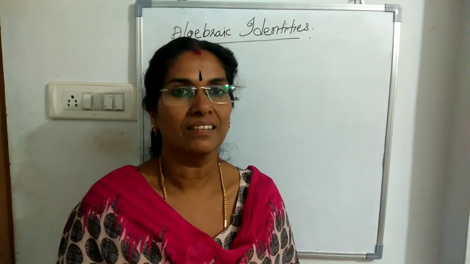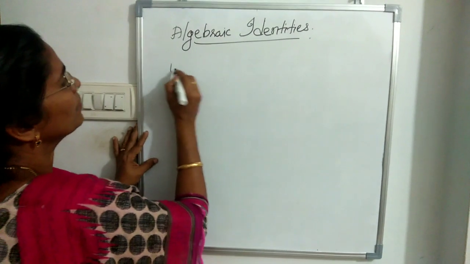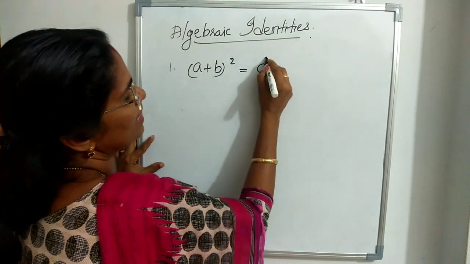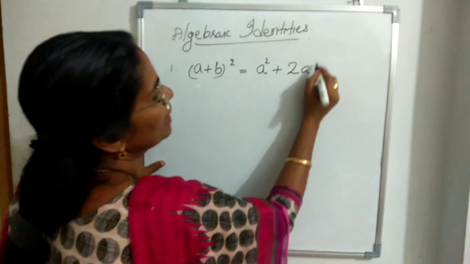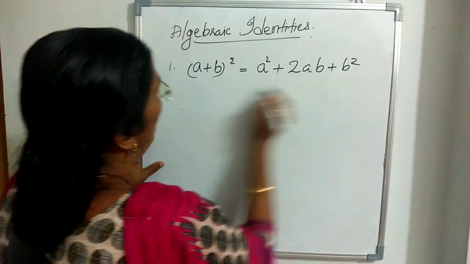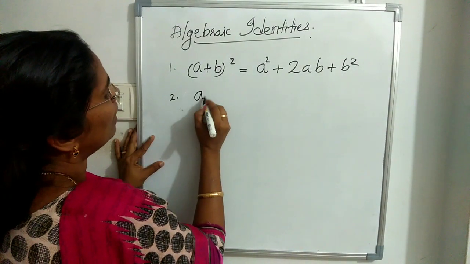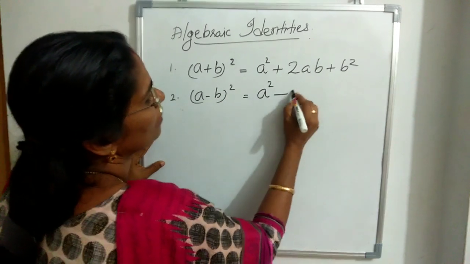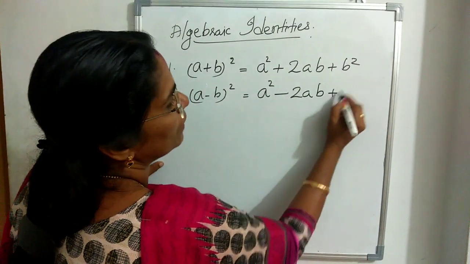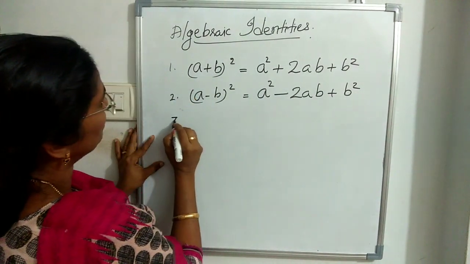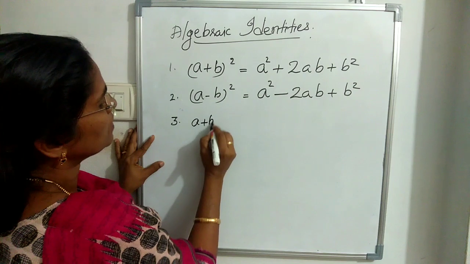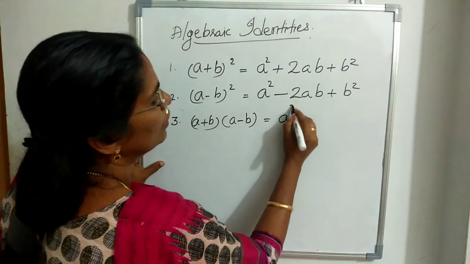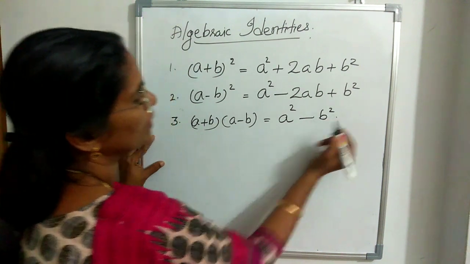Last class I told you to learn the identities. Which are the identities? The first one is (a plus b) whole square, that is a square plus 2ab plus b square. And the second one we learned is (a minus b) whole square, that is a square minus 2ab plus b square. And the third one is (a plus b) into (a minus b), that is equal to a square minus b square.